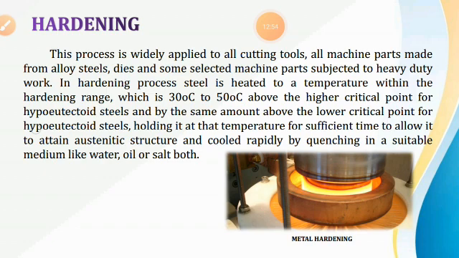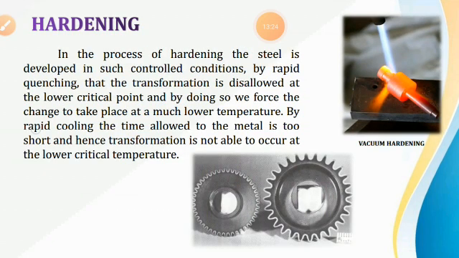So, in the annealing method, the cooling will be carried out in the furnace, and in normalizing the cooling will be carried out at room temperature in still air. But in the case of hardening, the cooling will be carried out by means of quenching, okay, in water, oil, or salt bath. Quenching is nothing but cooling suddenly. Okay, quenching means it is cooled suddenly.